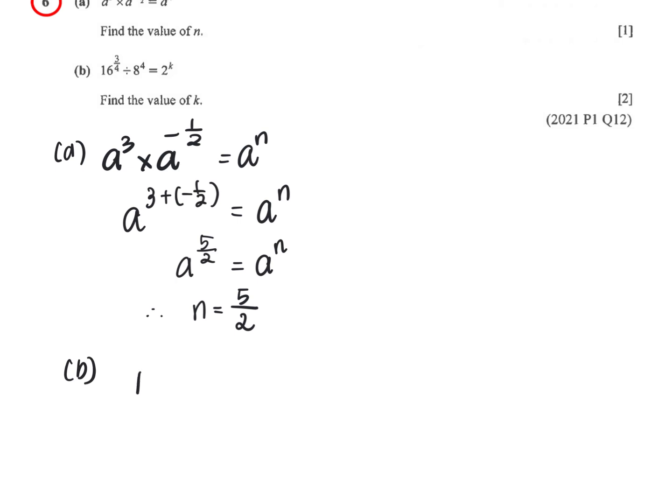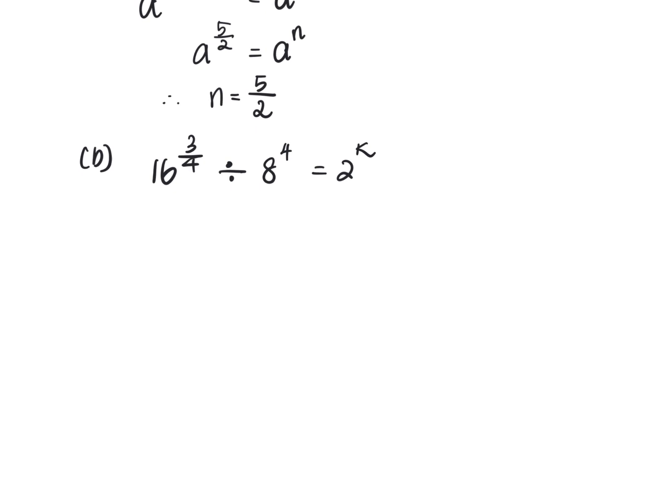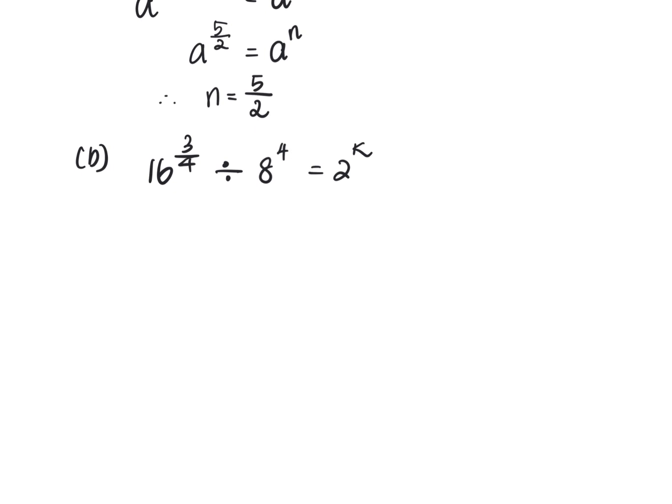Part B, 16 to the power of 3 over 4 divided by 8 to the power of 4 equals 2 to the power k. So we're supposed to find the value of k over here. As we can see, the bases are 16, 8 and 2. To prevent any confusion, simplify everything to the smallest prime factor.